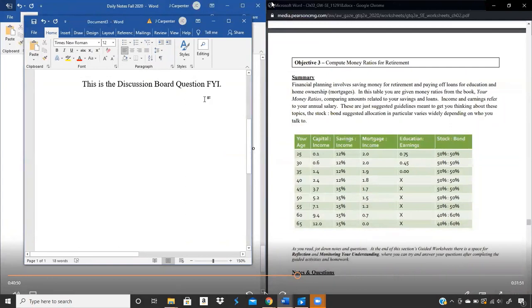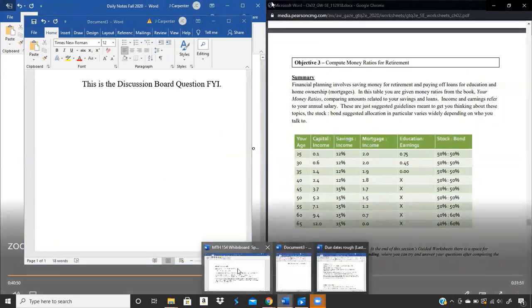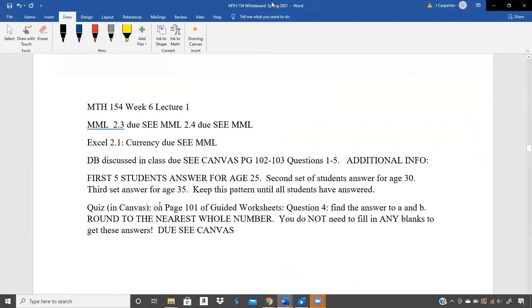I'm going to have a couple weird edits here. So the first thing I just want to point out is that this is the discussion board question that I mentioned earlier, which is on pages 102 and 103.